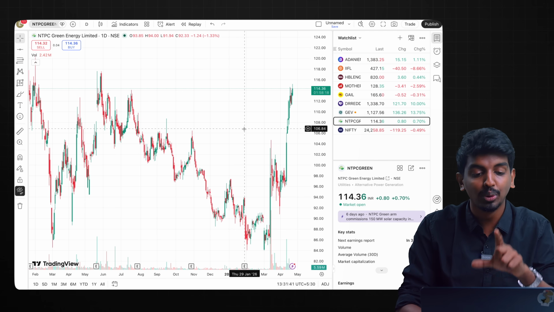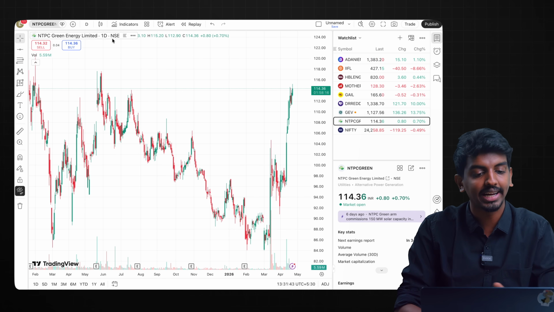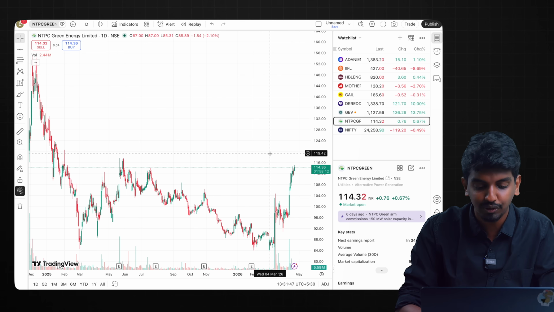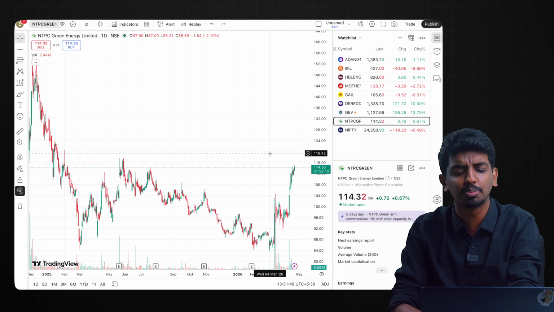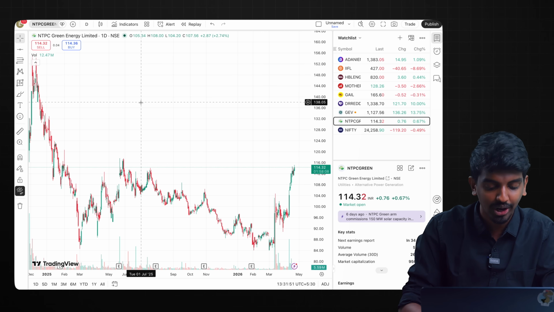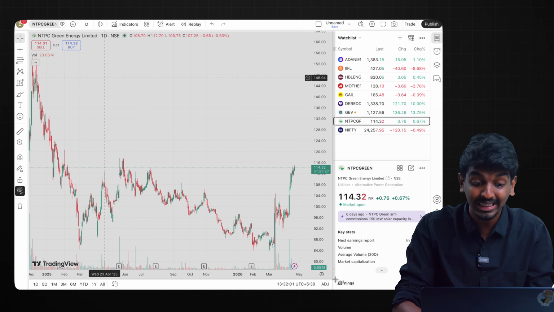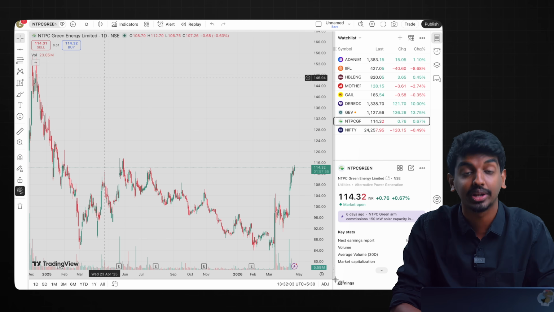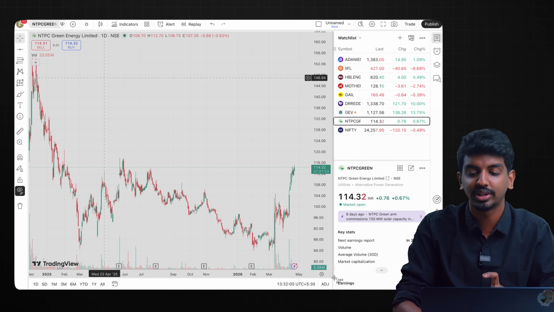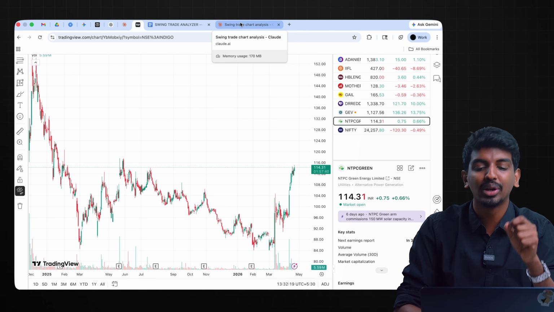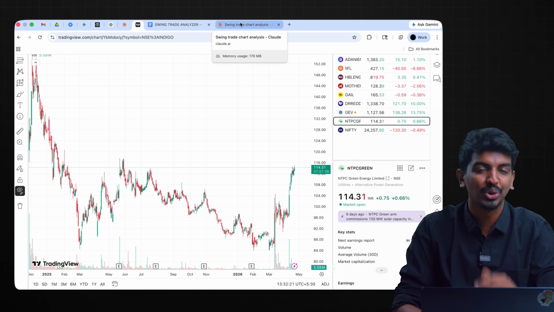So all you have to do is come, make sure that it is a 1 day candle, make sure that the name of the company is properly visible on the top left, zoom out to get at least 6 months of chart data, and go ahead and take a screenshot. So at least this much portion, including the date in the bottom and the price on the right, should be very visible on the screenshot. Go ahead, take all the screenshots and upload it into the Claude AI tool. So I'm going to do that right now.